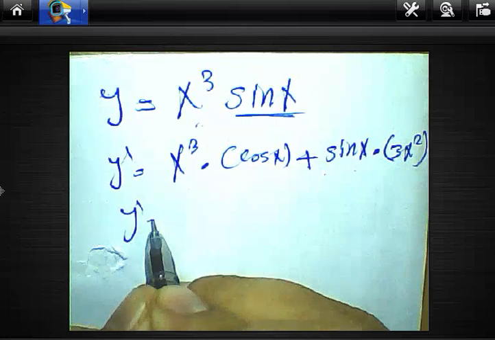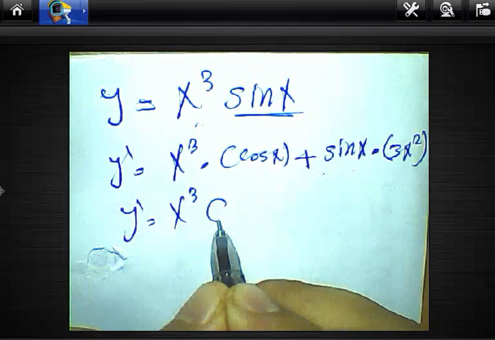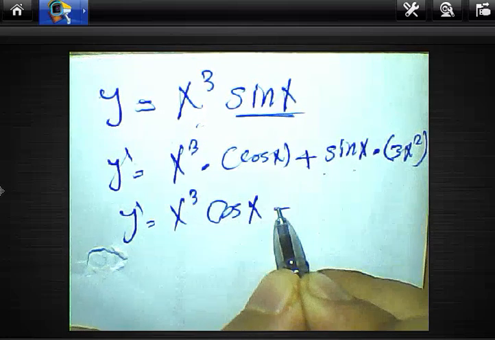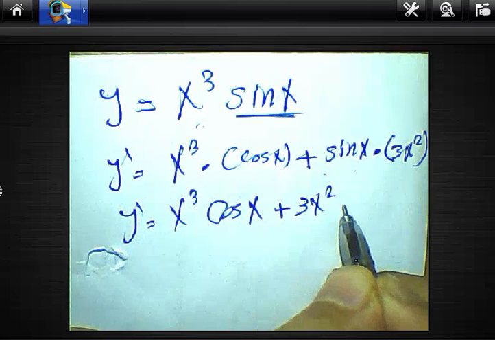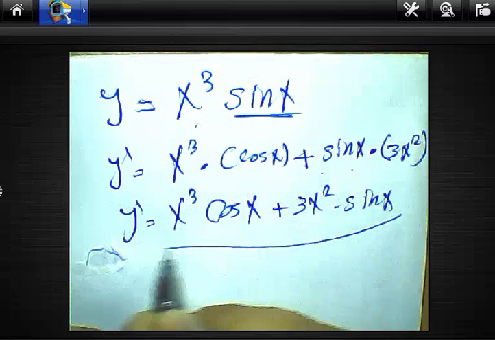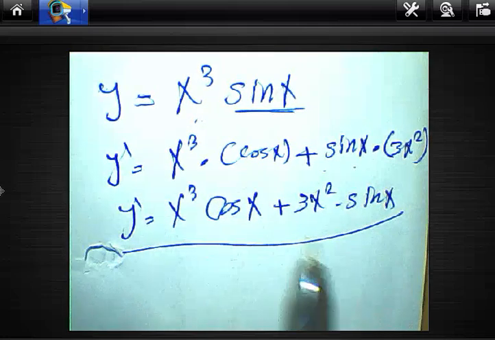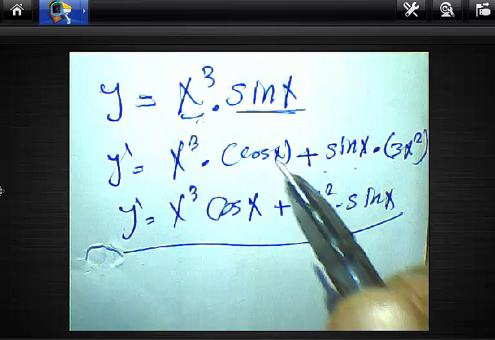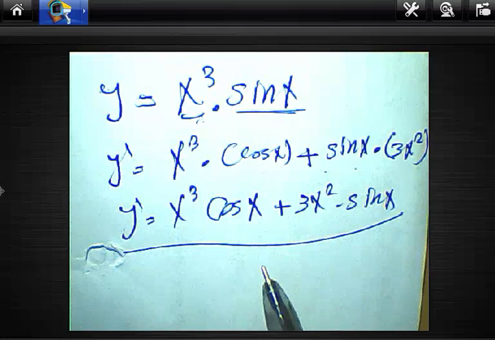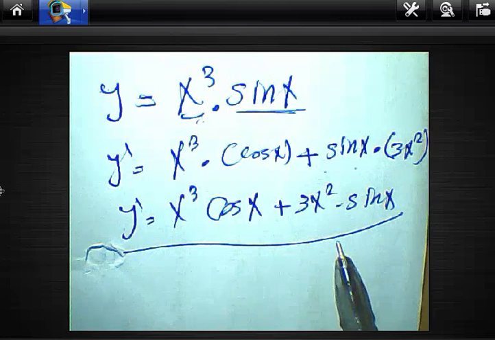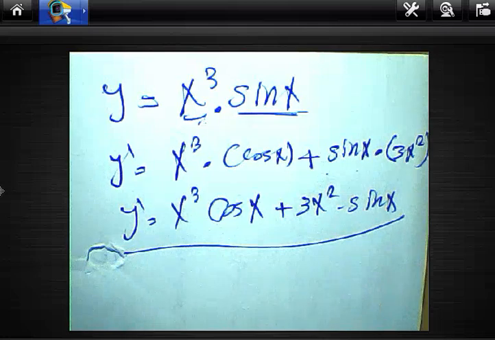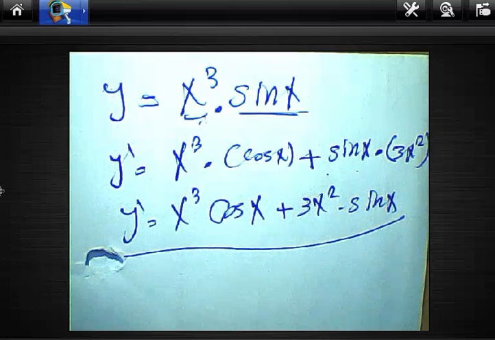And we can simplify it. Right here, x power 3 cosine x plus 3x power 2 multiplied by sine x. It's the result about this function. Okay, so we must know this rule about multiplication of two terms. We must use the derivative of the second multiplied by the first, and the derivative of the first multiplied by the second.